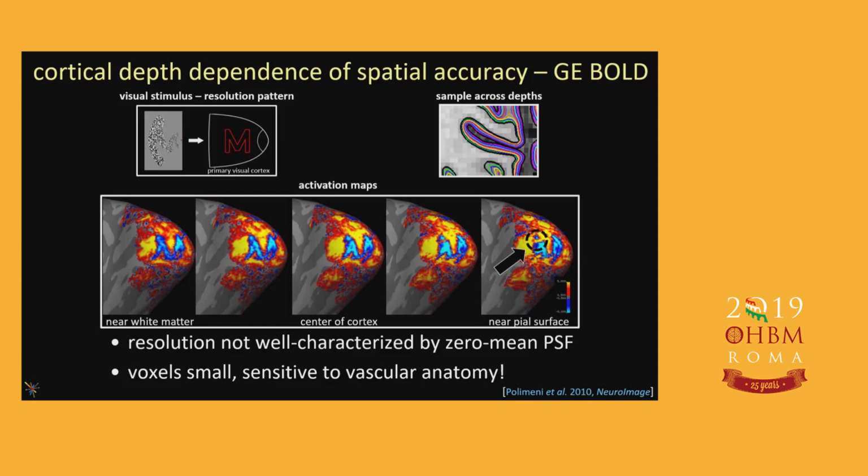So as Amir had said, I think the point spread function is a very useful tool to summarize the resolution in an acquisition, but as he also said, in a given spot, the resolution doesn't seem to be well characterized by a zero-mean point spread function. That's partly because our voxels are becoming so small, they're really sensitive to the local details of the vascular anatomy.